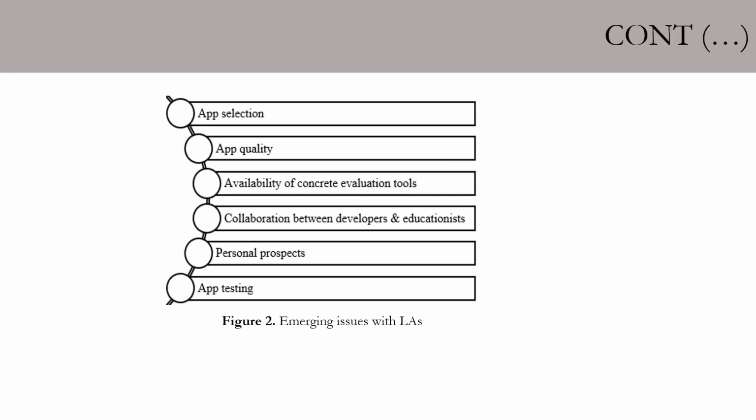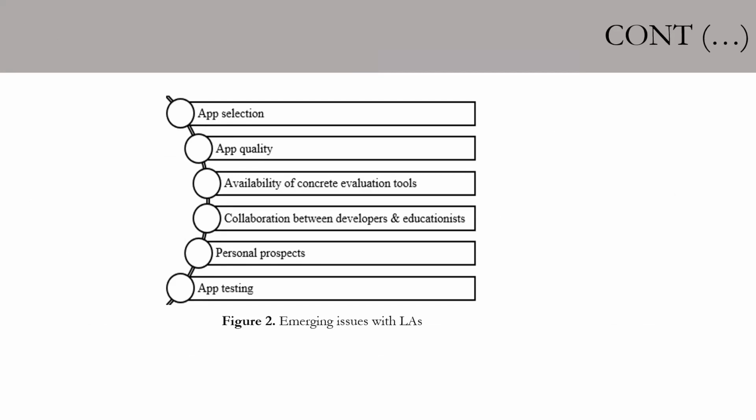This is the figure that represents the issues regarding the learning app selection process. As we already discussed, app quality: the majority of apps are suffering in their quality. Then the availability of concrete evaluation guidelines. We don't have enough guidelines regarding the evaluation. Evaluation means how to select or how to use the already proposed evaluation tools to select the app. We don't have concrete guidelines.